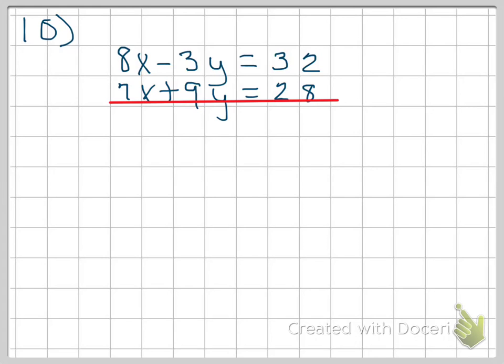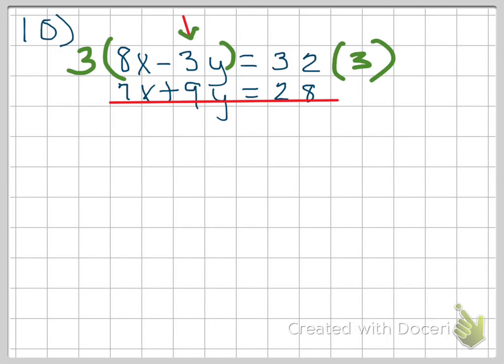Okay, this is in the problem sets in lesson 7.3. It's number 10. And here we have 8x minus 3y equals 32, and 7x plus 9y equals 28. So we can see that both equations have different numbers of x and different numbers of y. So we're going to pick one and multiply it out to make one of those have the same number. I'm going to choose that one. I'm going to multiply that whole equation by 3.